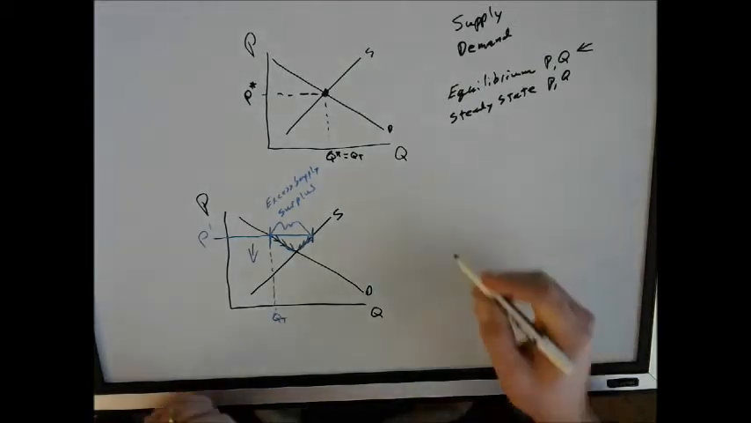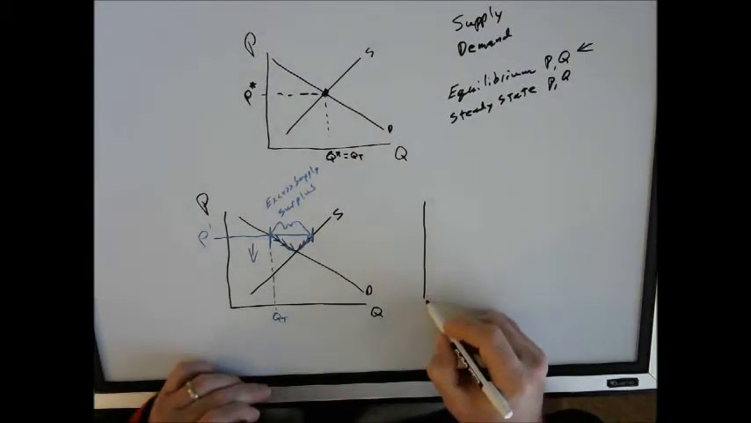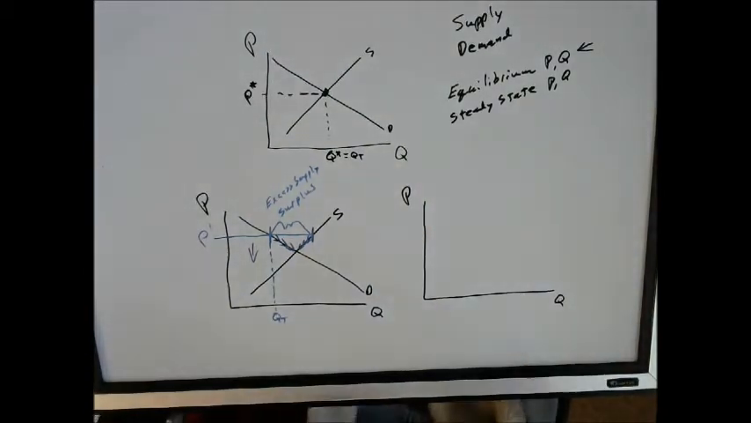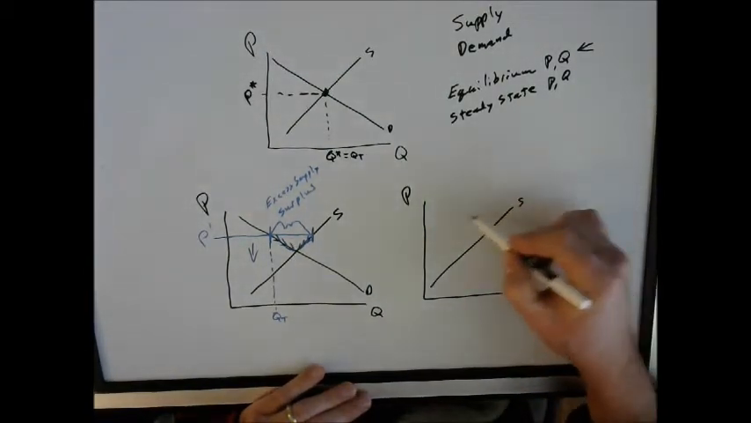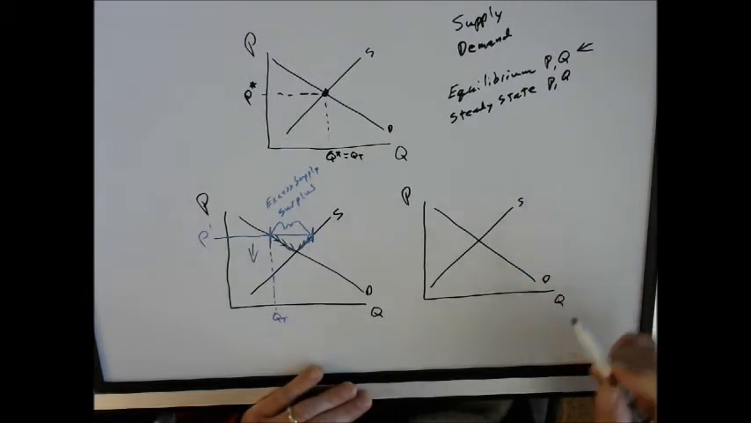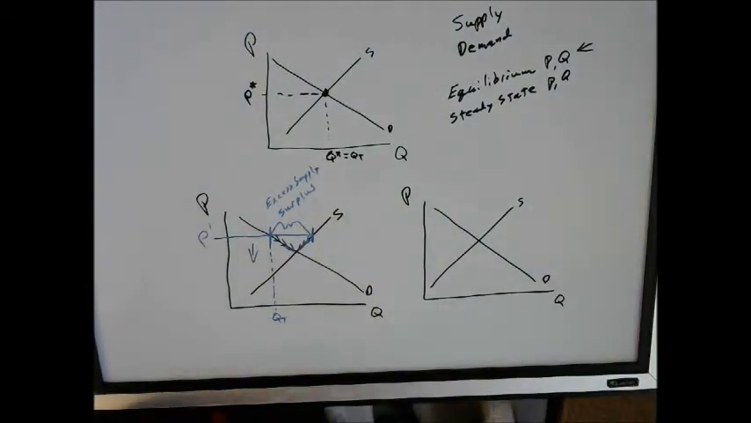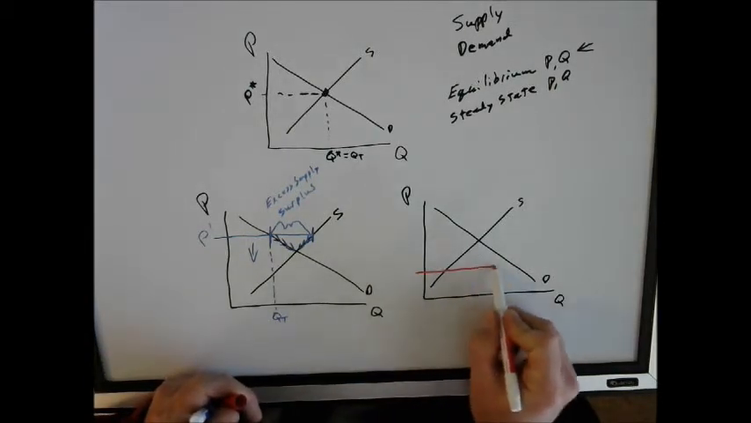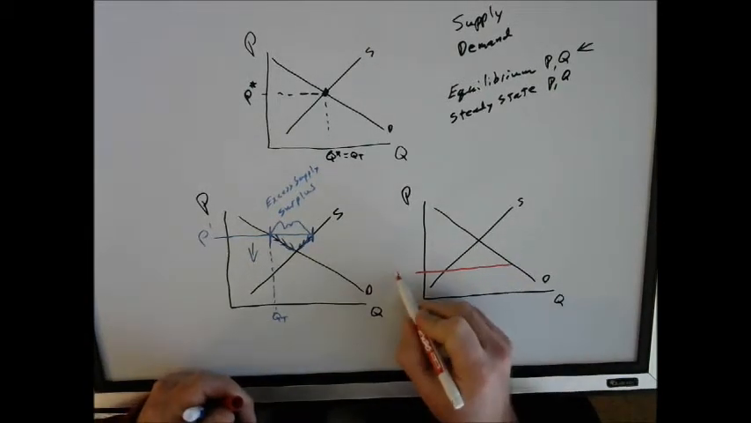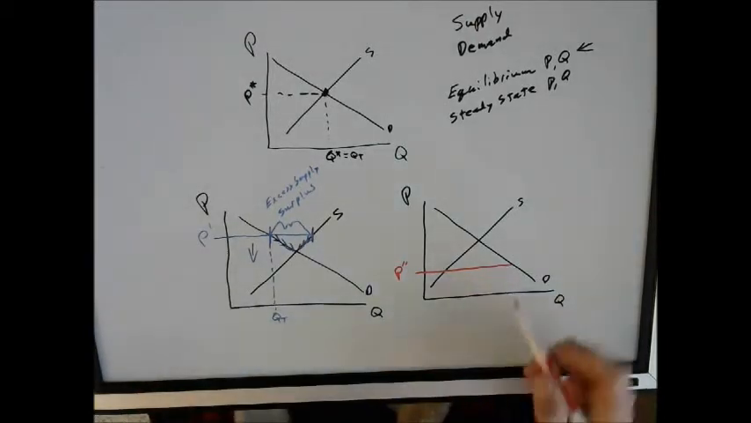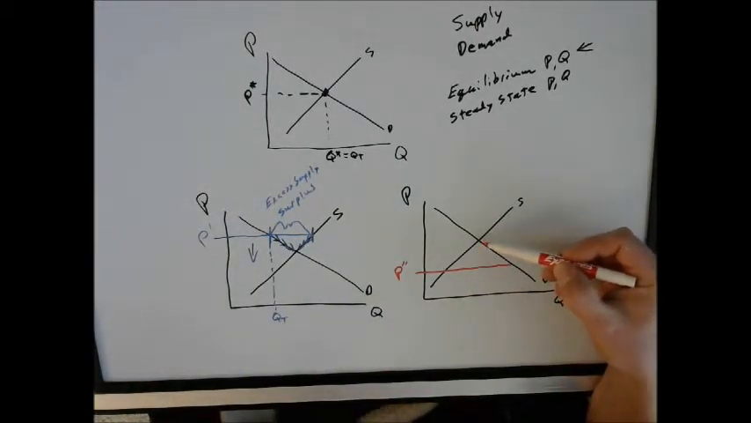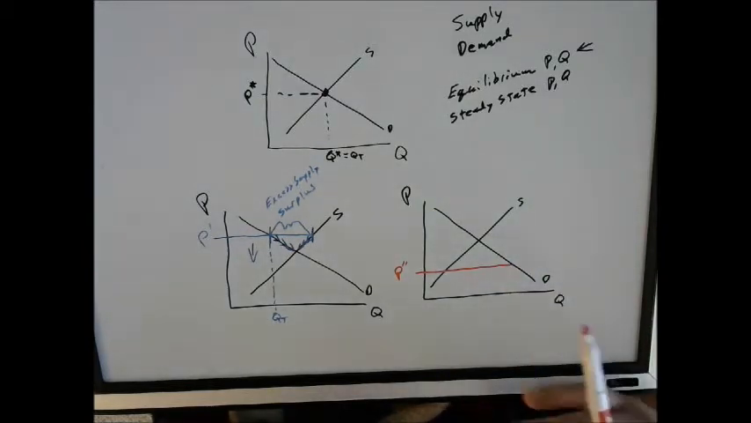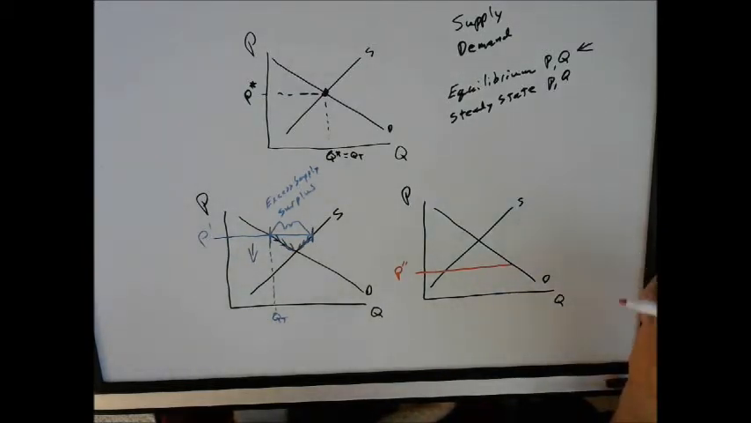So let's draw our market graph again and complete this analysis. Okay, so we've got supply, we've got demand. Now, let's assume that the price level of the product is at P double prime, which is below the equilibrium price level. Okay, now the key here again is to determine what the actual quantity demanded is going to be.